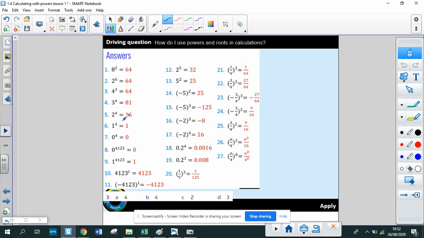Right, these questions start relatively straightforward. You definitely should have got the left-hand side correct. It gets gradually harder. We have to start thinking about negative numbers. But if you've made a mistake with the sign here, just check that you've got that correct. You should have a negative answer if the power is an odd number, and a positive answer if the power is an even number.